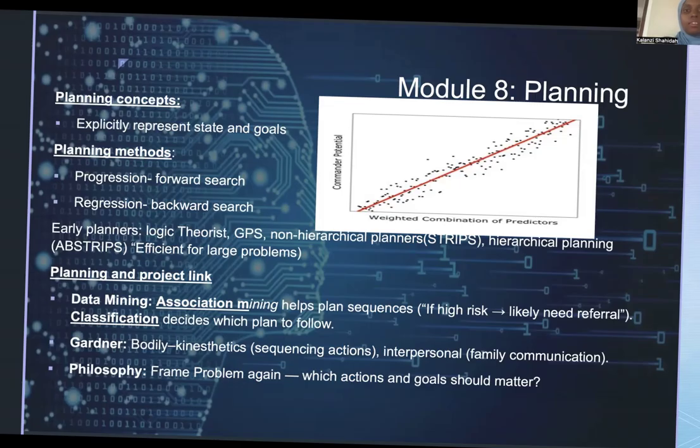Then association mining helps plan sequences. If high risk, then they are likely to need a referral. That is what we are talking about with association mining.